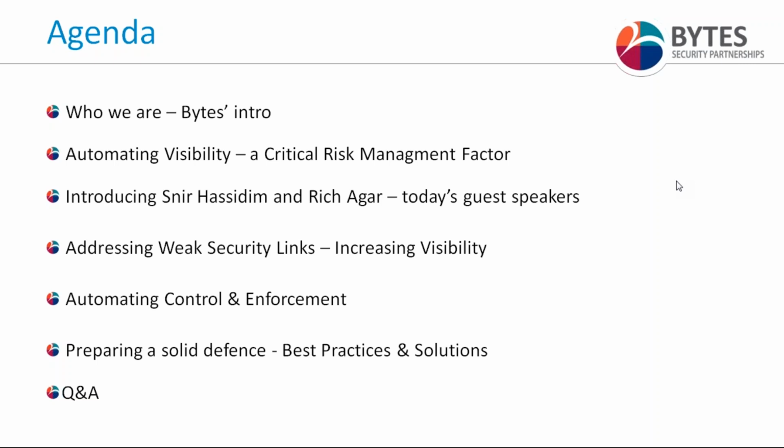I'll be introducing Snir Hassidim, who's the Business Corporate Development Manager at Check Point, and Richard Agar, who looks after sales engineering at ForeScout. They'll be taking you through the bulk of today's presentation, which will be looking at how you can address weak security links and weak visibility spots in order to automate and control and manage threats in a more effective and efficient manner, therefore providing a solid defense against the types of threats that seek the weakest link and the weakest devices on your network in order to move laterally and spread threats within organizations.